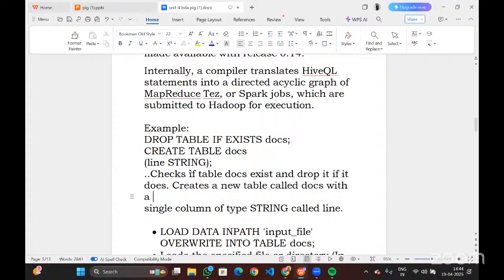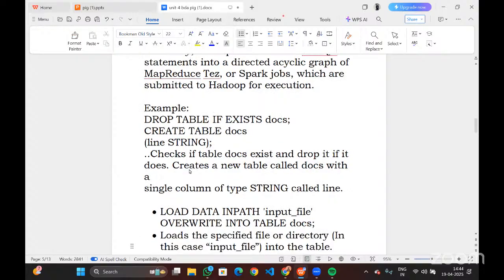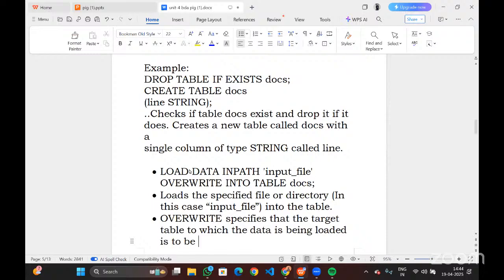Next, what you're doing? You're loading the data into the file. Some file name you take down, write down. Load data. You have to do this in the big data lab. Load data in path. Load data is in capital letters. You have to give it in capital letters. Load data in path, give a file name.